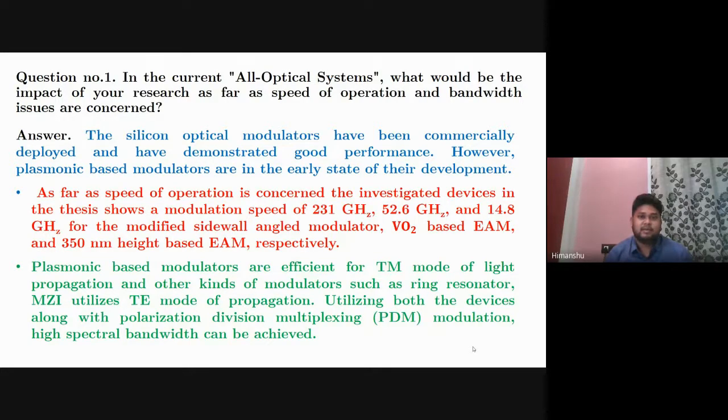The first question was, in the current all optical systems, what would be the impact of your research as far as speed of operation and bandwidth issues are concerned? So the answer for this question, we have written like that. The silicon optical modulators have been commercially deployed and have demonstrated good performance. However, plasmonic based modulators are in the early stage of their development. As far as speed of operation is concerned, the investigated devices in the thesis show a modulation speed of 231 GHz, 52.6 GHz, and 14.8 GHz for the modified sidewall angle modulator, VO2 based EAM, and 350 nanometer height based EAM, respectively. And coming to the bandwidth issue, the plasmonic based modulators are efficient for TM mode of light propagation, and other kinds of modulators such as ring resonator, MZI, Mach-Zehnder interferometer, utilize TE mode of propagation. So utilizing both the devices along with polarization division multiplexing modulation, we can achieve high spectral bandwidth.